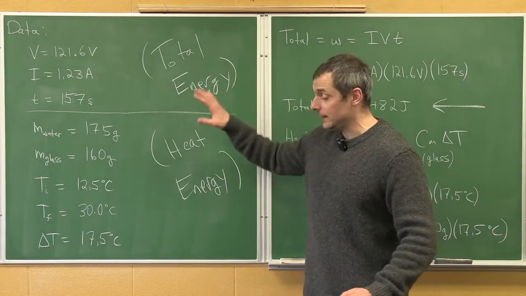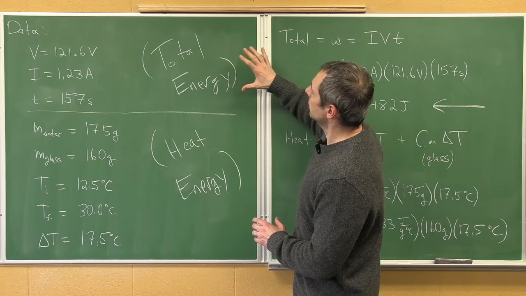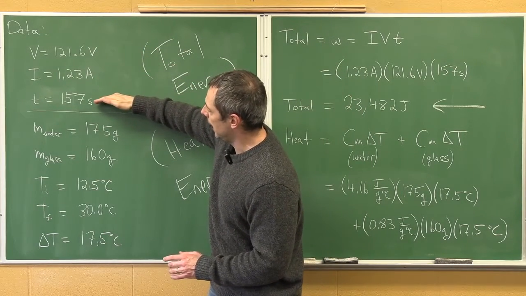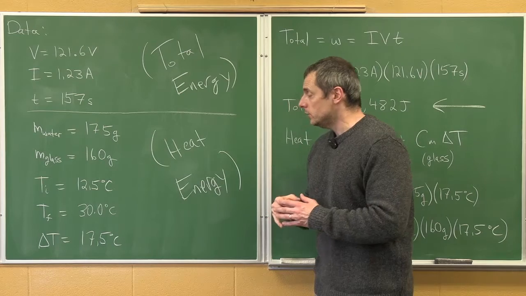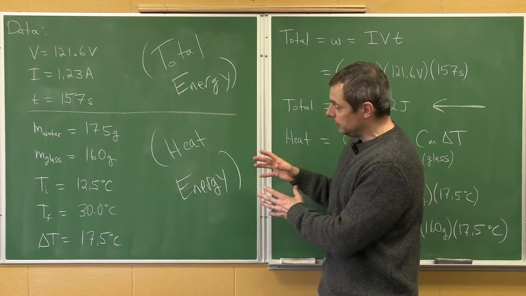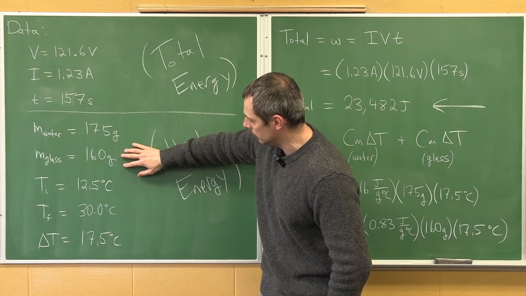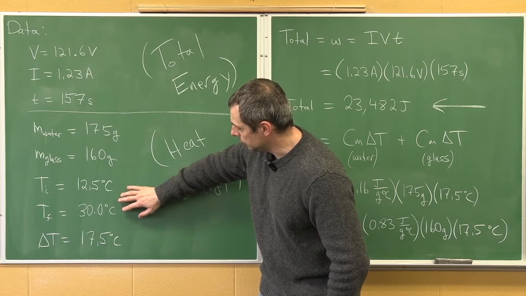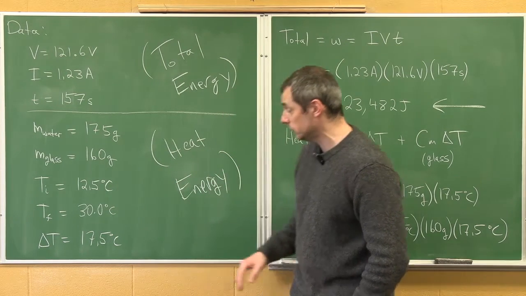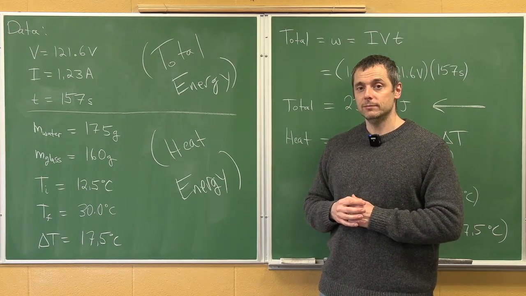So I've transferred the data that I collected onto the board here. And for the total energy coming out of the wall outlet, I measured the voltage, the current, and the time that the bulb was on. To measure the heat energy that was absorbed in the water and the glass, I measured the mass of the water in grams, the mass of the glass in grams, the initial and final temperature of the water, and then the delta T, the change in temperature, by subtracting those two. So I'll create a pause to give you a chance to copy these down.